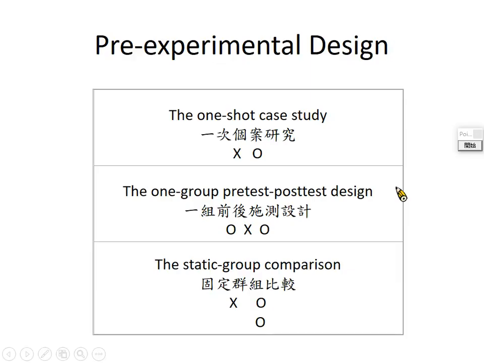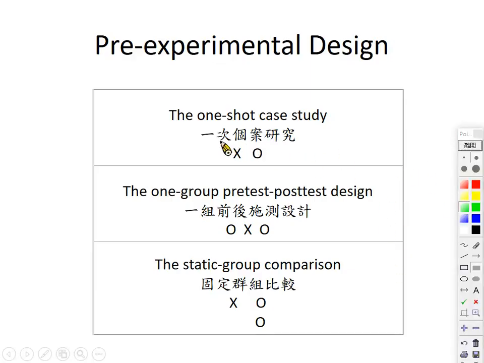But how about this? Let's look here. Pre-experimental design. We have only one group, but we do not have the control group. Although this is what's happening here, right?